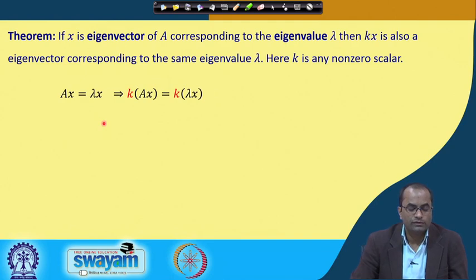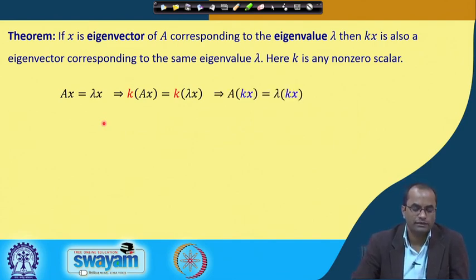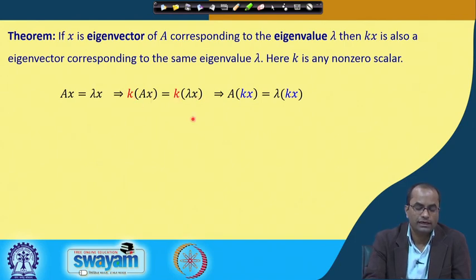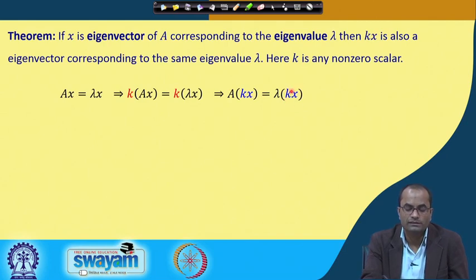Then we multiply the equation by k on both sides, and we have k times Ax is equal to k times lambda x, and then we can combine this as A times kx is equal to lambda times kx. So, we have this relation that A times some vector is equal to lambda times the same vector kx, which tells us that kx is an eigenvector again. If x was an eigenvector, then k times x is also an eigenvector for any non-zero scalar k.